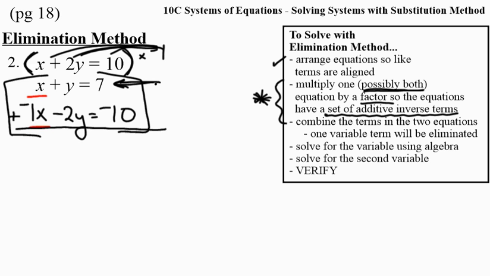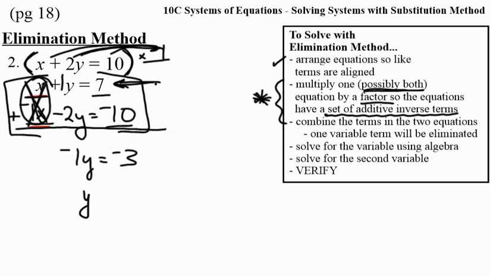So now I can add the 2 equations. X and negative x is 0x. They cancel out. I have 1y and a negative 2y, which leaves me with a negative 1y. And I have 7 and negative 10, which is negative 3. Multiply the first equation by -1, create the additive inverses, cancel out, and now I can divide both sides by -1, and y equals 3. There you go.